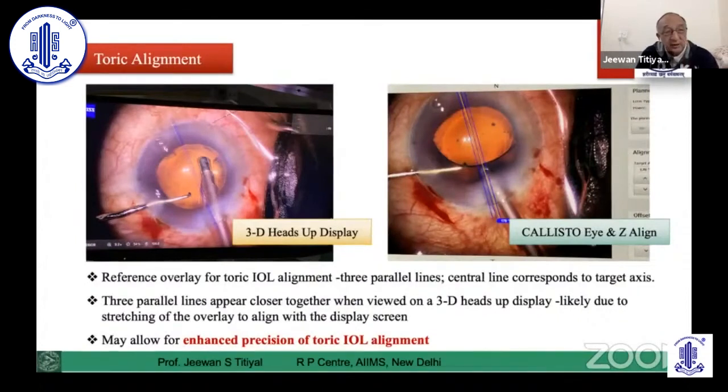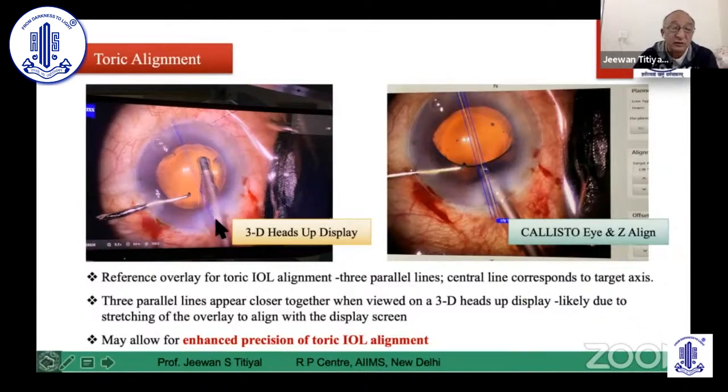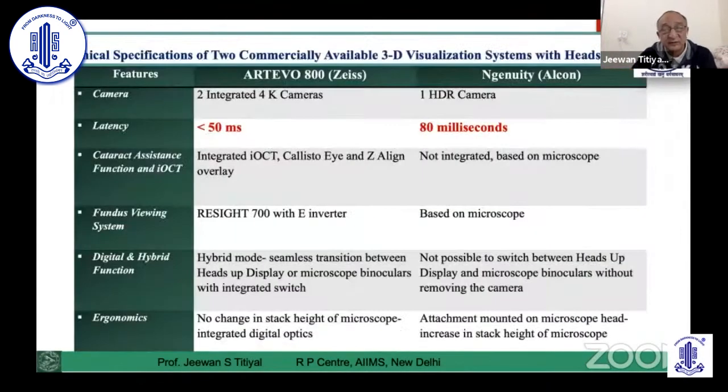If you look into a Callisto system, because it is magnified, you can see these three lines of Callisto, which is, you can say, minified on your screen. So this will also improve your precision in implantation of toric IOL because the lines are narrower. Your alignment will be much better in these cases.